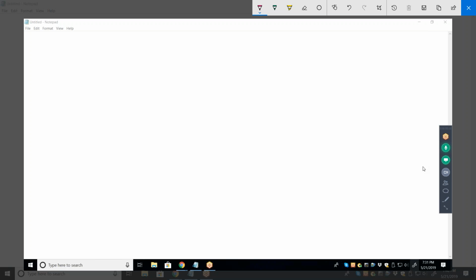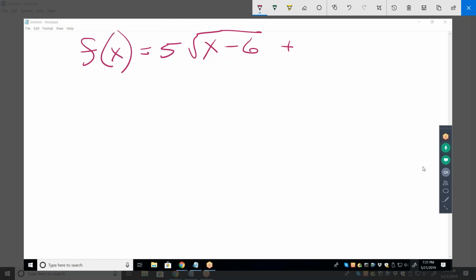So the next one, it wants us to tell the transformations of each function and then state the domain and range of the transformed function. Okay. So the first one is f of x is equal to 5 root x minus 6 plus 2. Let me guess, it's like that. Yeah. Okay.